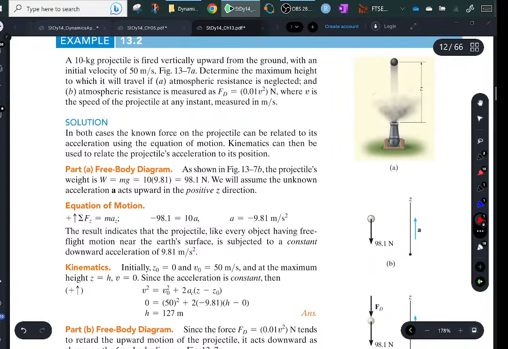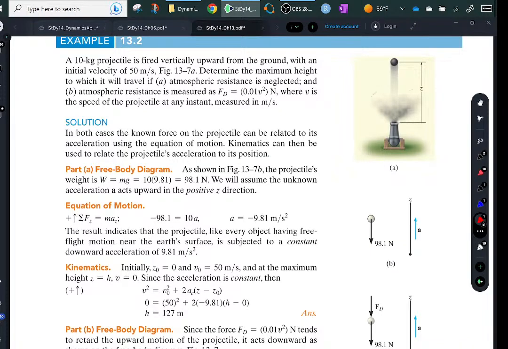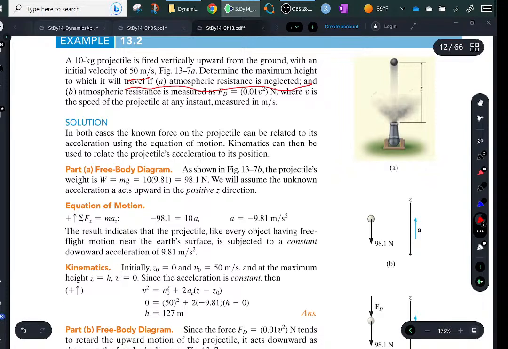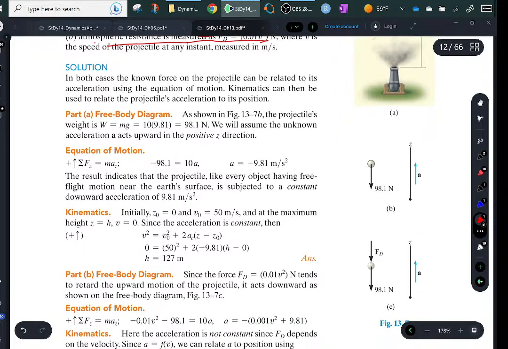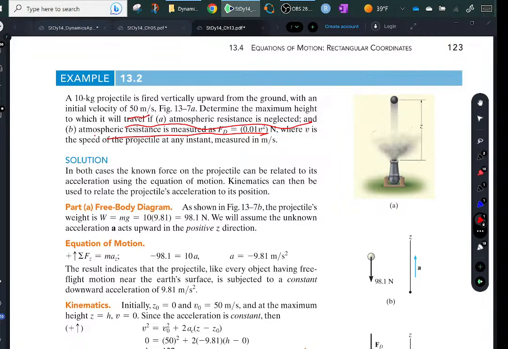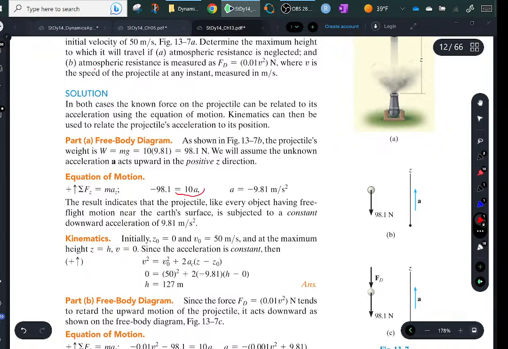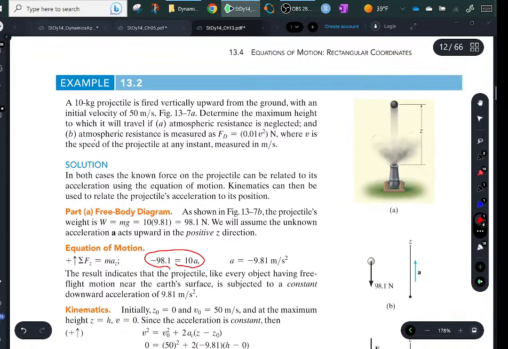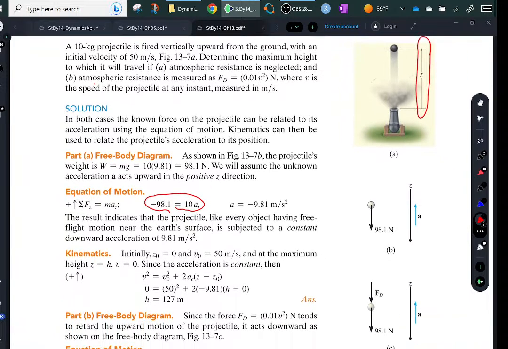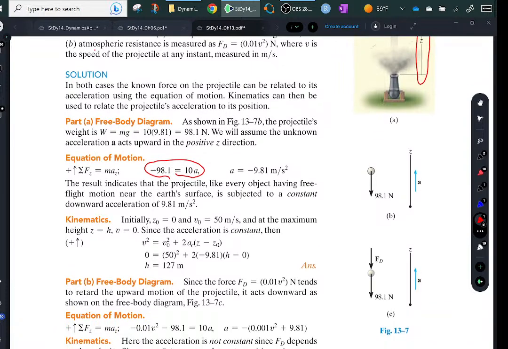But here's something that's a little bit different. A 10 kilogram projectile is fired from the ground with an initial velocity. Determine the maximum height which it will travel. Atmospheric resistance is measured as this. So you'll get your 50 meters per second. You have your equation of motion here. He's calling that Z. And then he goes in there and says that this is the constant acceleration equations, and ends up with that.